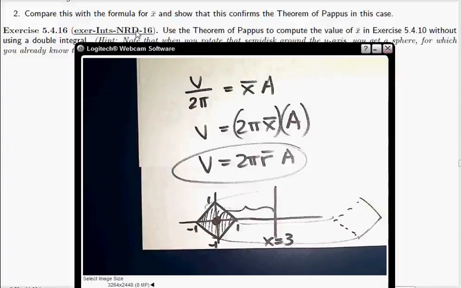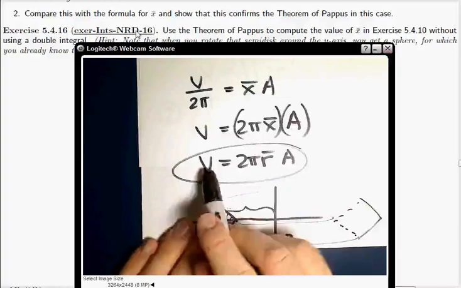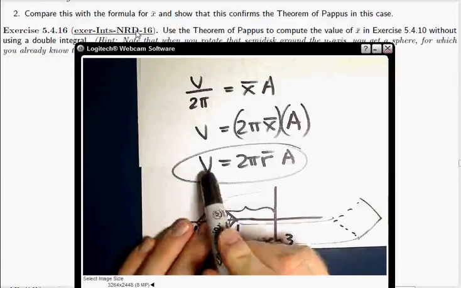And exercise 16 gives an application going backwards, where instead of using R bar to compute V, in problem 16, you'll use V to compute R bar.